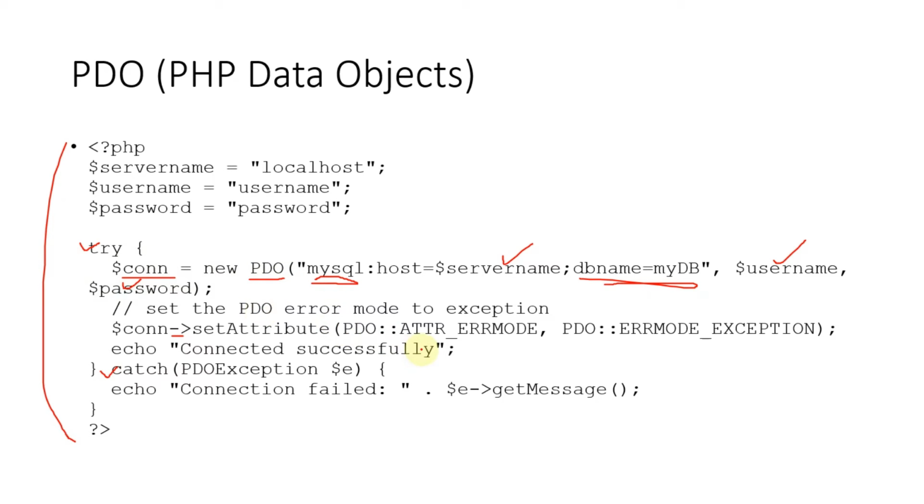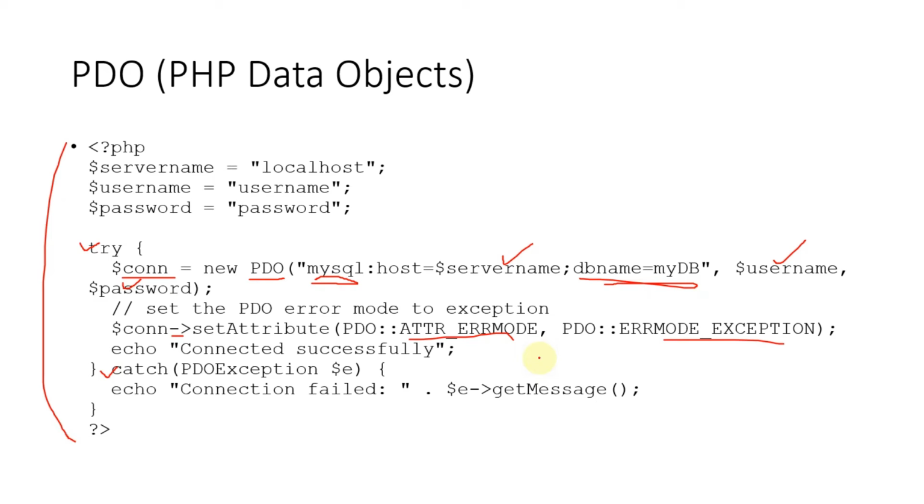Here we have 2 things. The first one is ATTR_ERRMODE, and the second one is ERRMODE_EXCEPTION. So both are used for exception handling. The first one is used for error reporting, while the second one throws exception. Basically we are getting the PDO error mode attribute or control error reporting to raise a PDO exception that tells us what went wrong when it goes wrong.